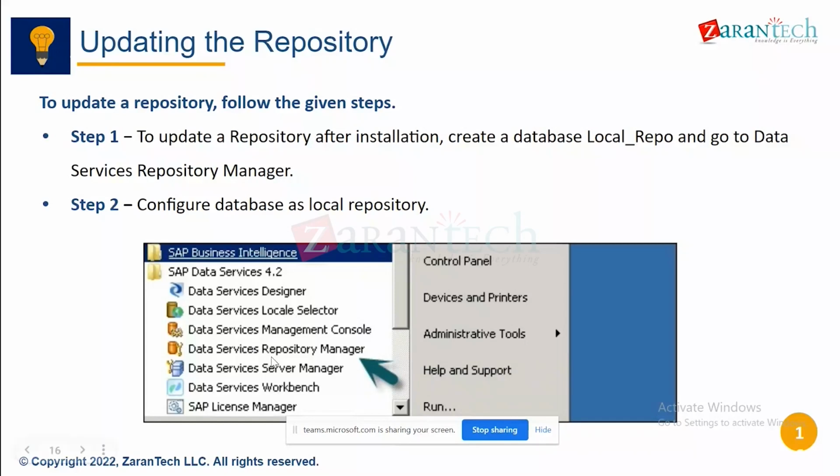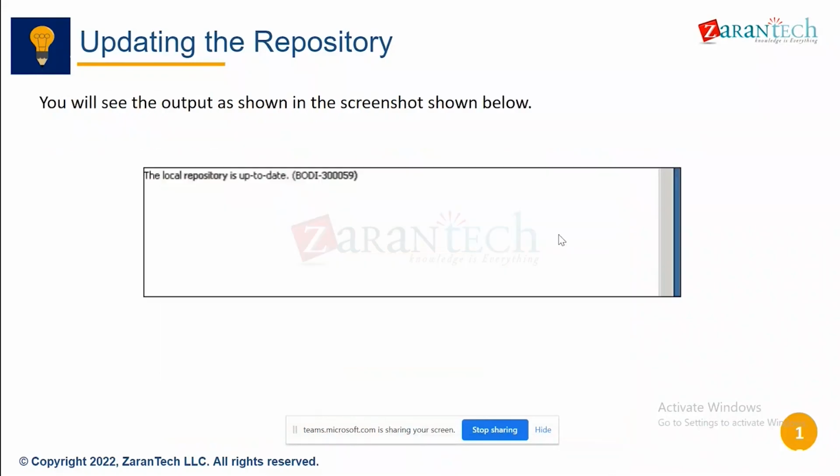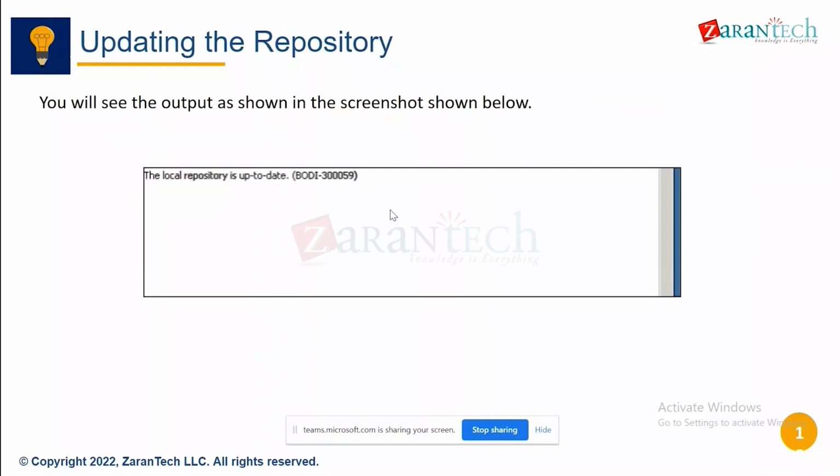To update your repository as well, you should go to Data Services Repository Manager only. There, if you click on that, you can give the repository type and SAP HANA, all these details. You can click on upgrade. Once this is done, you will get a message like this screenshot, that the local repository is up to date. So this is how you can create a repository and update a repository. Any questions till now?